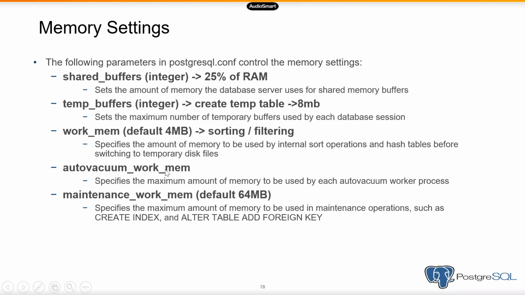Autovacuum work mem is for improving the performance of maintenance activities like autovacuum, vacuum full. These are basically for parameter tuning, improving the select, insert, update, delete performance. Maintenance work mem: as a developer, if you complain that creating an index is taking more time, or altering a table is taking more time, then you have to use maintenance_work_mem and set this value higher so that creating an index will take very little time.